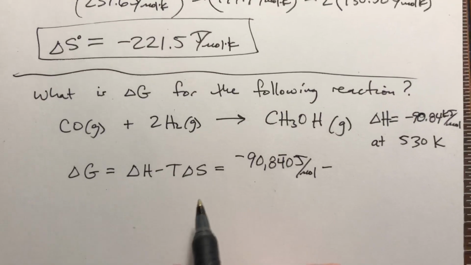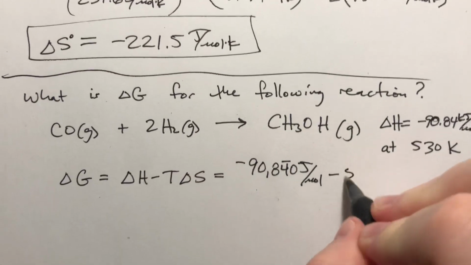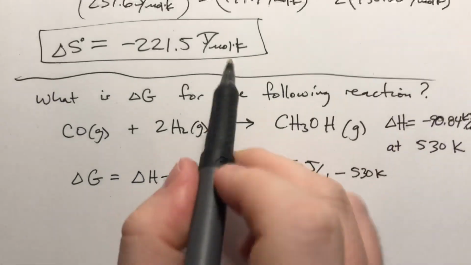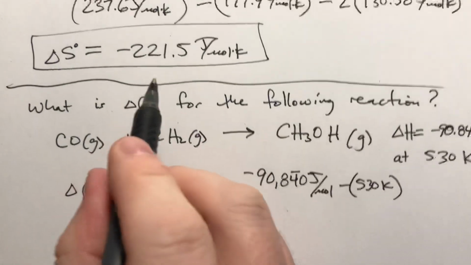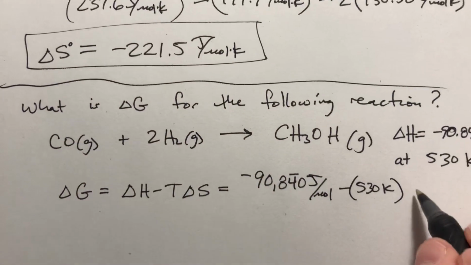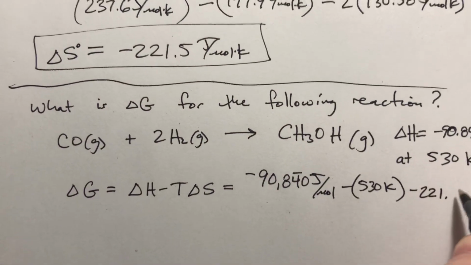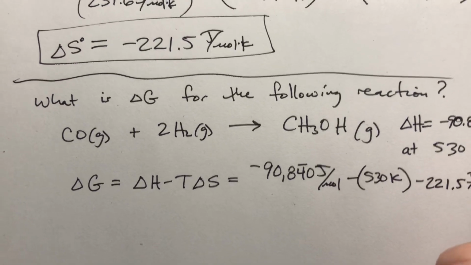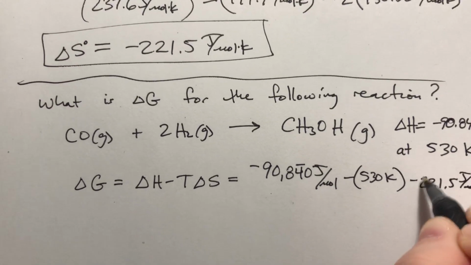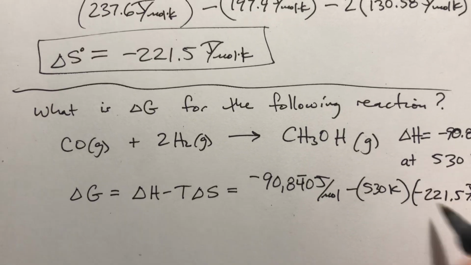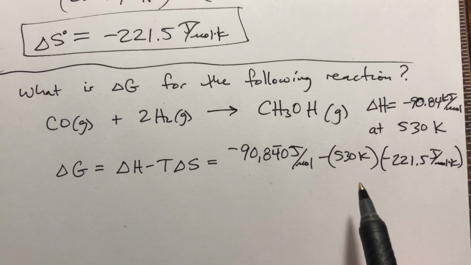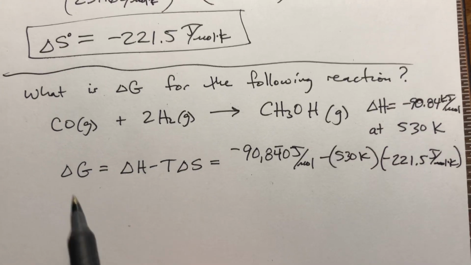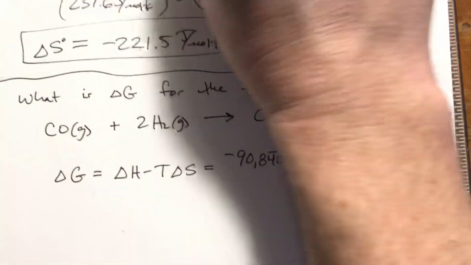Minus T delta S. T is 530 Kelvin. This has to be in Kelvin because these units are in Kelvin. Times the value we got earlier, which is negative 221.5 joules per mole Kelvin. Okay, everything's in joules, the kelvins are going to cancel out, and we'll end up with joules per mole, which is the acceptable units for delta G.